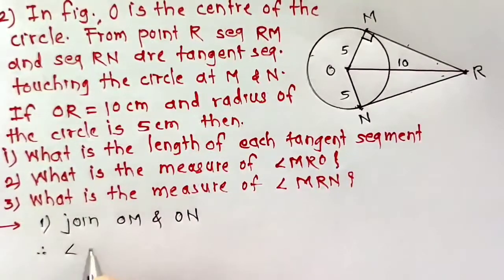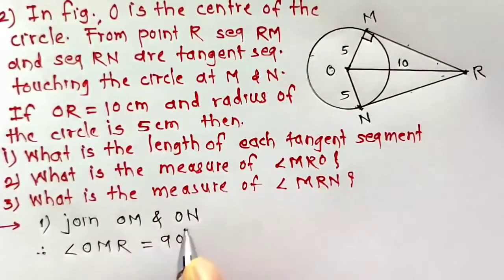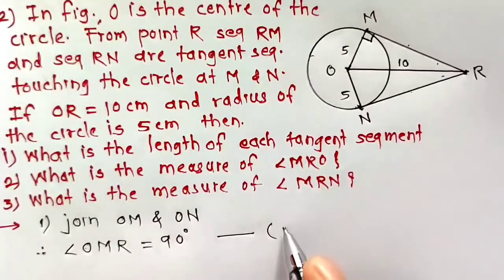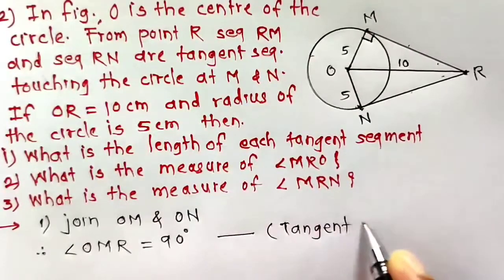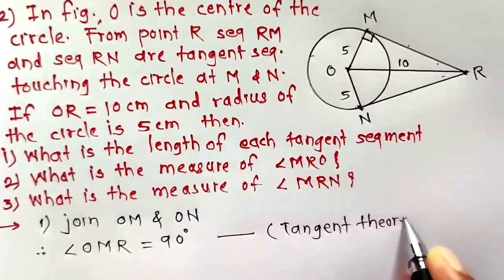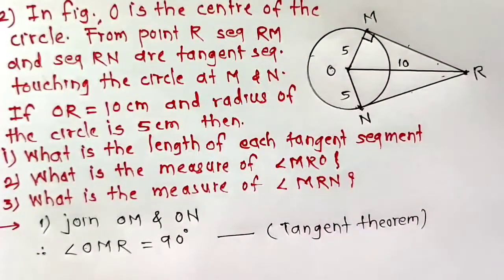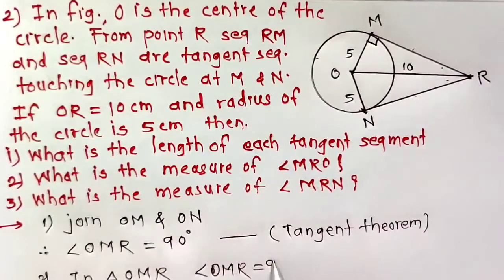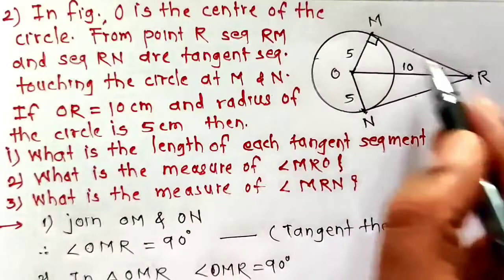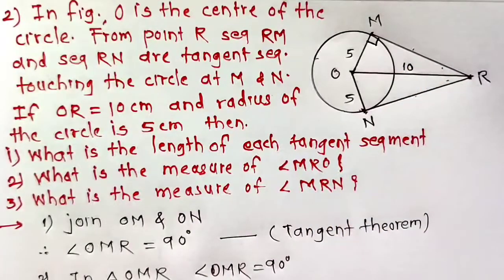Therefore angle OMR is equal to 90 degree. The reason is the tangent theorem. Remember this theorem. Only we have to use that theorem, no need to prove. By the tangent theorem, angle OMR is 90 degree. Now next point, in triangle OMR, angle OMR is equal to 90 degree. So this is a right angle triangle. In a right angle triangle, use Pythagoras theorem.